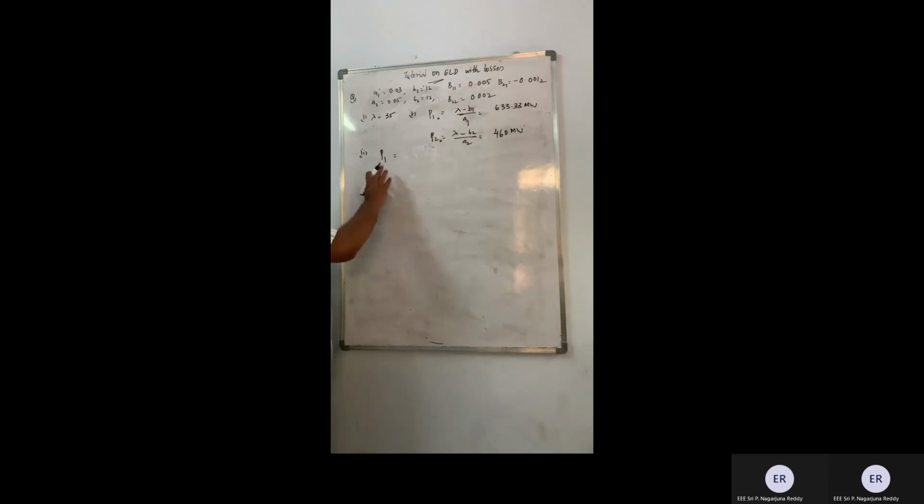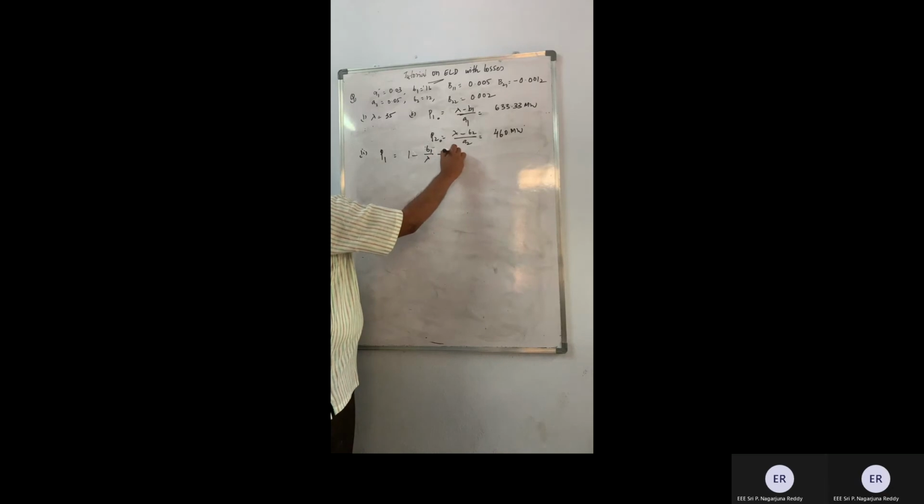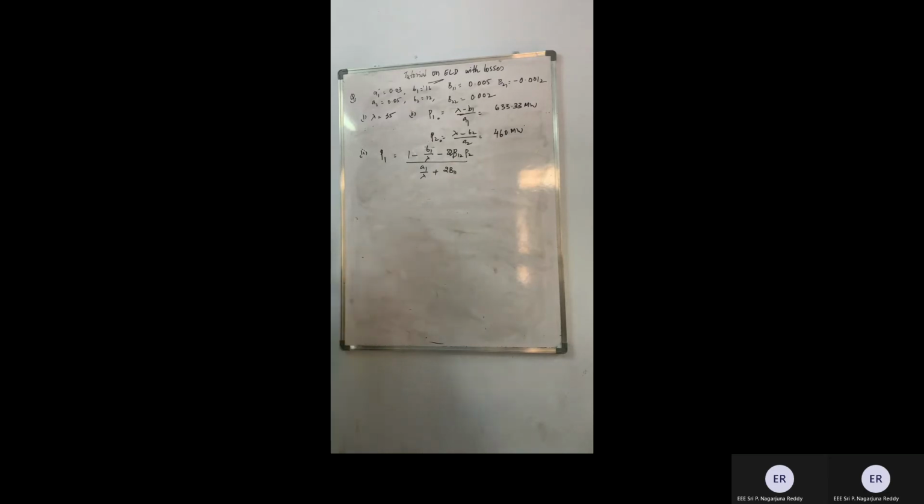So here we need to determine the generation equations for the generations. P1 is equal to (1 minus B1) by lambda minus 2 B12 P2 by A1 by lambda plus 2 B11. This is the expression which we do have for P1. So I'm trying to simplify this expression now.